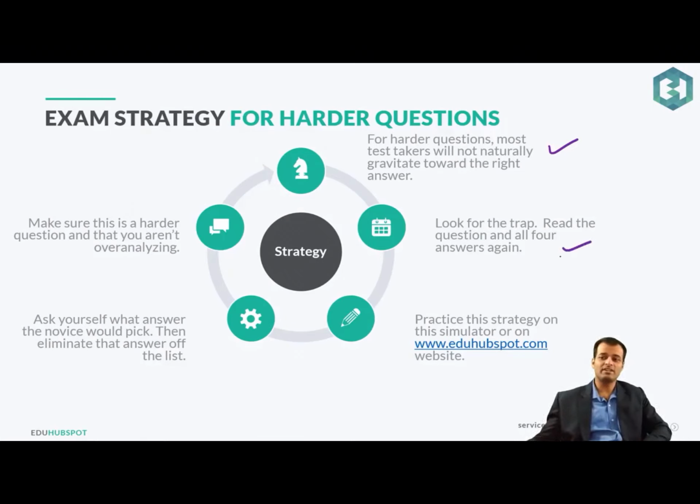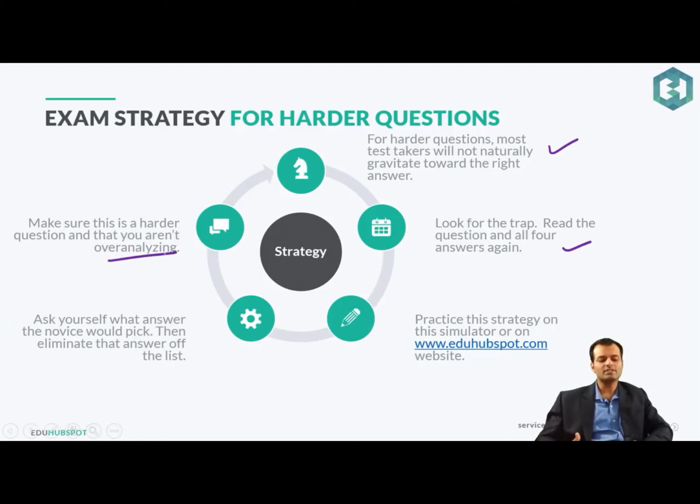Look for the trap. Read the question and all four answers again. If it's a little difficult, there's no harm in reading the question again. Try to pick an answer and then move to the next. But don't waste 5 to 10 minutes on one single question. That's not recommended. Mark a question, pick a particular option, and go to the next question. If you get time, come back and rethink it. But remember, most of the time your first instinct will be correct.